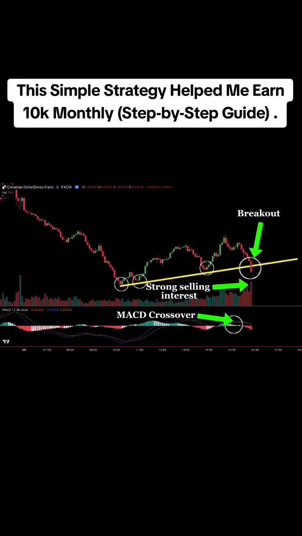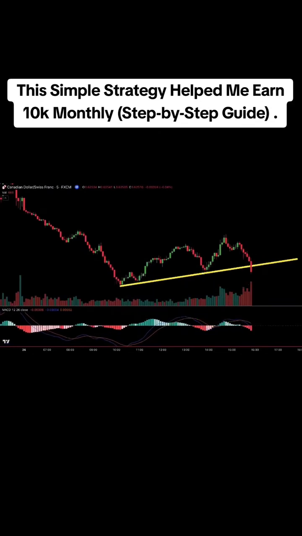This signal is often picked up by institutional algorithms, and we know that these algorithms likely entered the market even before the breakout, helping to drive it. We now have 3 powerful pieces of information: breakout of the trend line, increase in selling volume, and bearish MACD crossover. Everything aligns to suggest this is a high-quality trade setup.